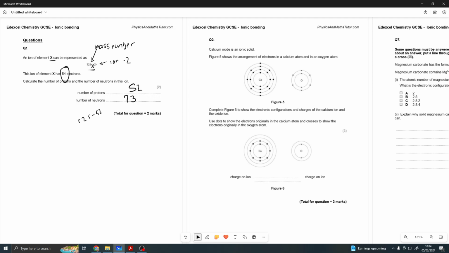Now, it says calcium oxide is an ionic solid. Complete figure 6 to show the electronic configuration of the calcium ion and the oxide ion. Include the charges on both ions. Calcium, of course, is in group 2, so it has 2 in the outer shell. That means it's going to lose 2. So that one there and that one there are both going to get lost. All we're going to have is 8 in this shell, and the 2 on the outer shell will have been lost.